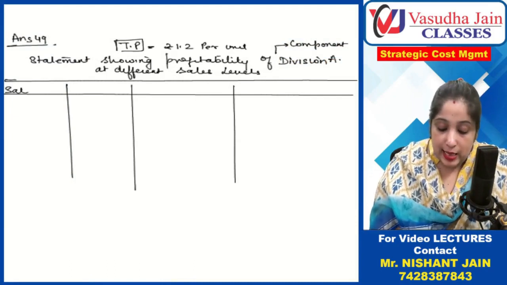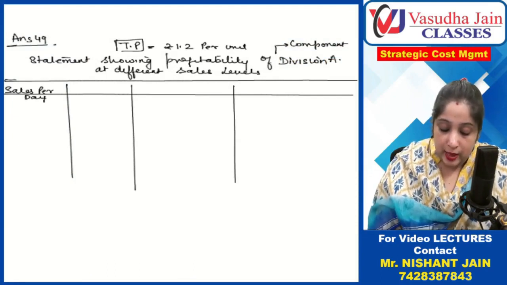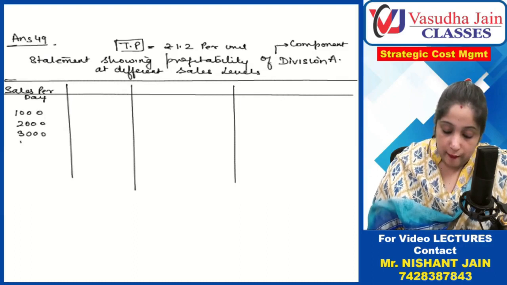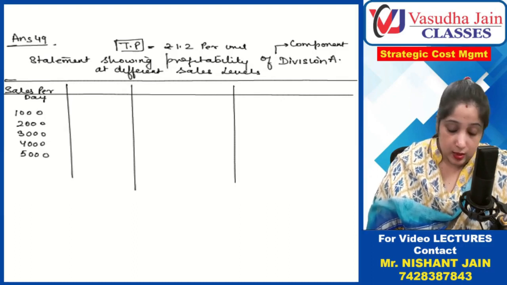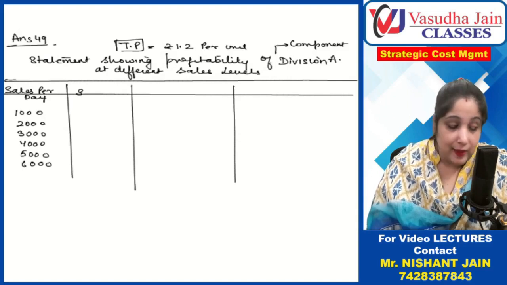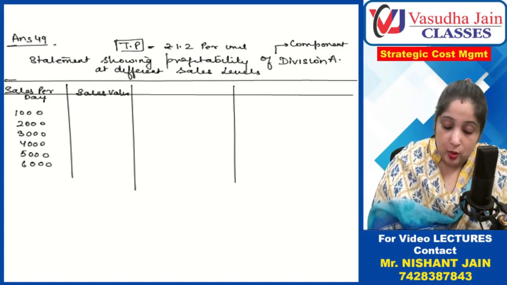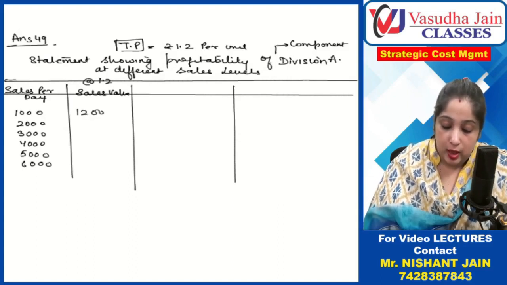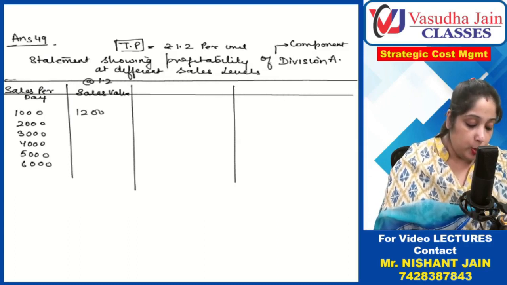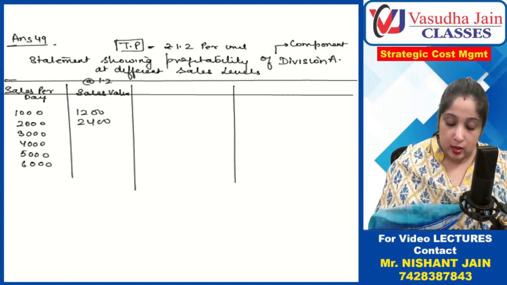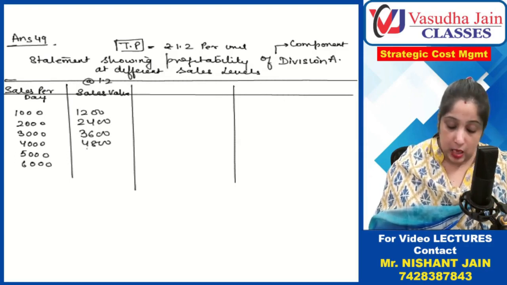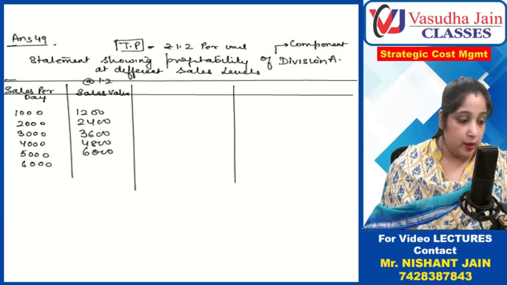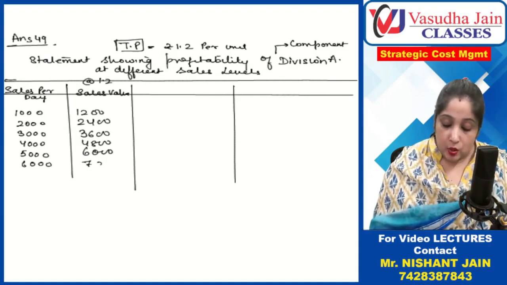So what is my sales per day? It can be either 1000, or 2000, or 3000, 4000, 5000 and 6000. What is my sales value or transfer price value? Every unit is going to be transferred for 1.2, so I multiply with 1.2, and I get 1200. 2000 into 1.2, I get 2400. Then 3600, 4800, 6000, then 7200, right? So I have got the sales revenue.